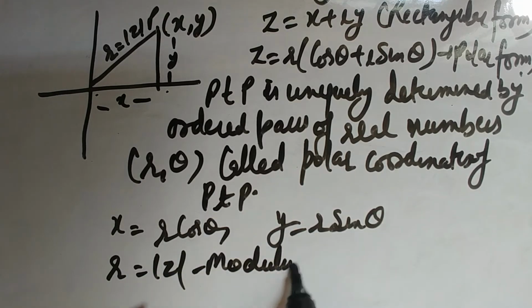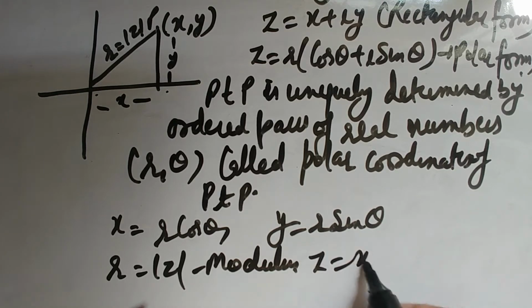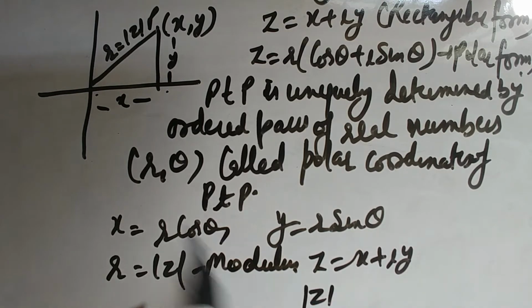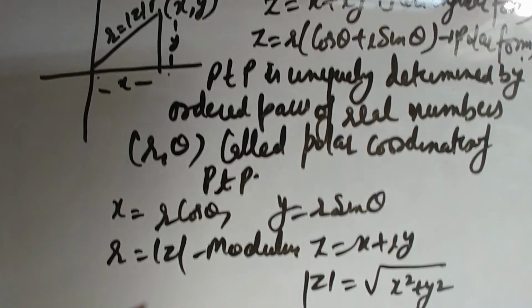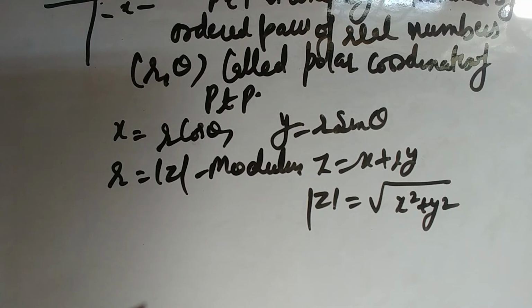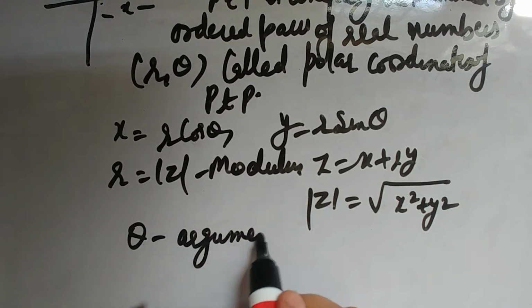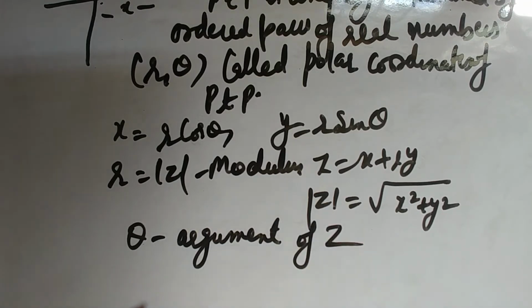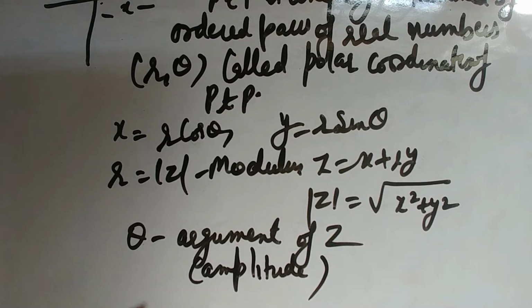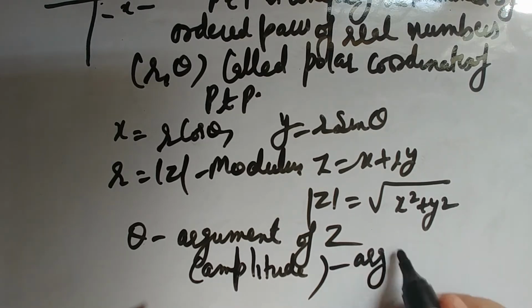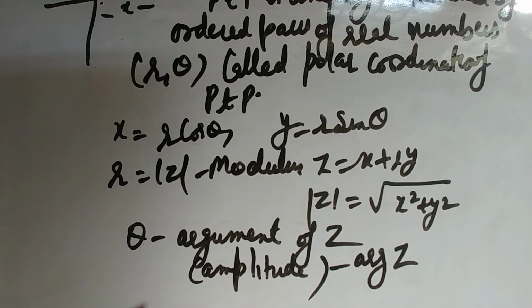Now here this r is your modulus, the modulus of a complex number. If z is equal to x plus iota y, we take the modulus using the Pythagoras theorem as under root of real part square plus imaginary part square. And this theta, the main thing is this theta, is called the argument of z, or we call it the amplitude of z, which is denoted by, write it as, argument of z.